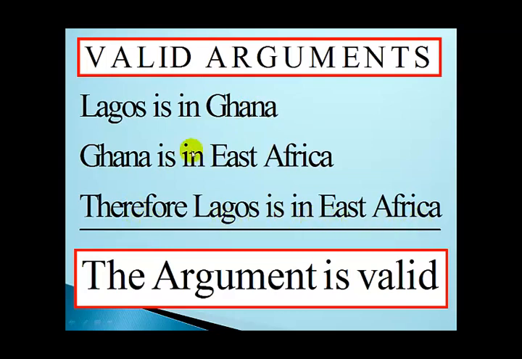And the argument in question here is: therefore, Lagos is in East Africa. Now, when you consider this statement, Lagos is in Ghana, Ghana is in East Africa, and therefore, Lagos is in East Africa. The argument is valid even though the statements are false. The argument is valid because if Lagos is in Ghana, and Ghana is also in East Africa, then it means that Lagos is in East Africa. So the argument is valid.